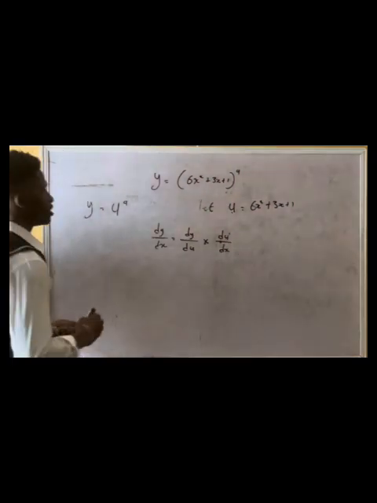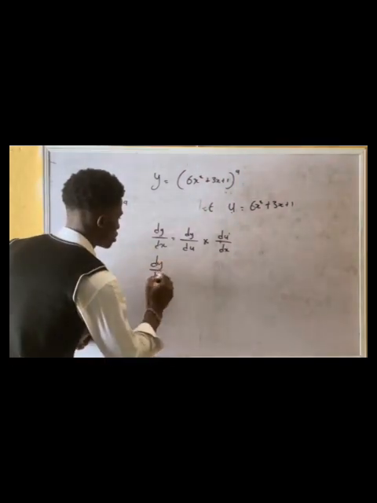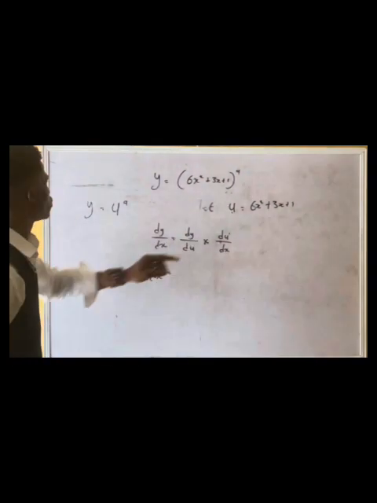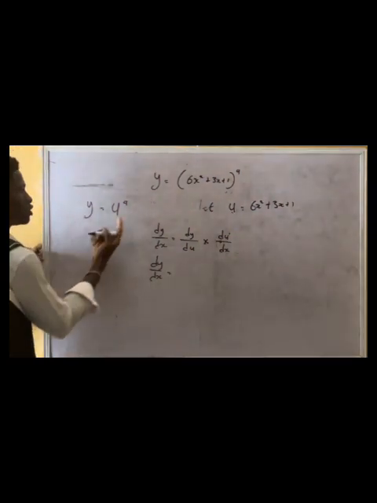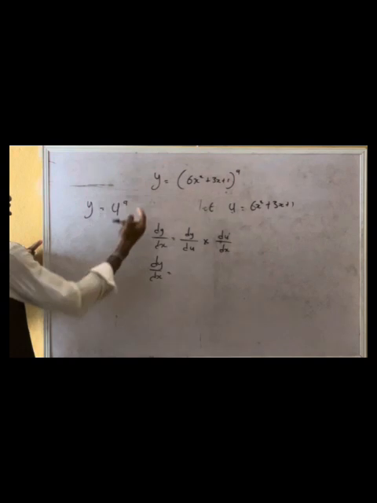So let's begin. Now, dy over dx is equal to dy over du times du over dx. If we differentiate y with respect to u, what do we get? It means that using the power rule, we are differentiating this thing here.